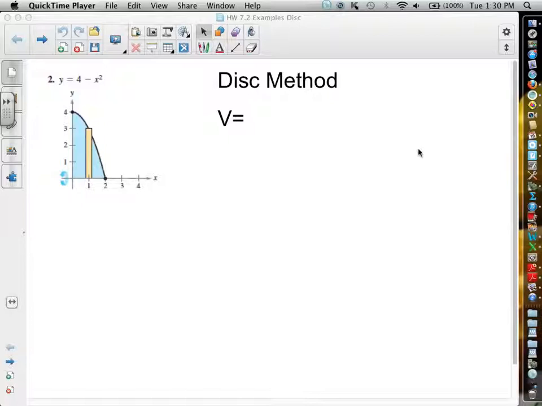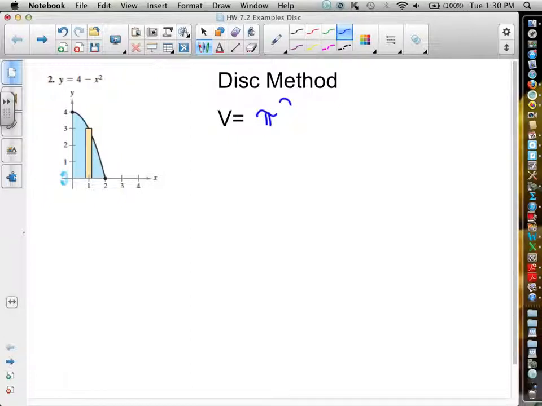All right, so last Wednesday we went through the disk method. You had the formula: the volume is equal to pi, integrated from some A value to some B value, of the radius squared. If it's in terms of x, it's the radius in terms of x. If it's y, then these would be y's in your problem.